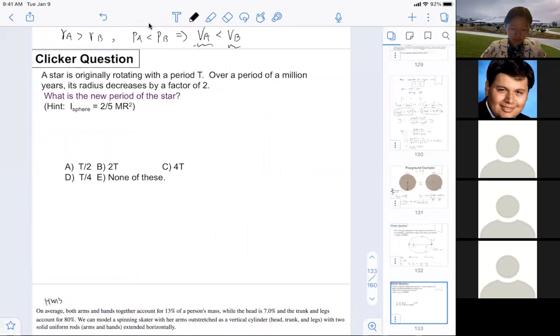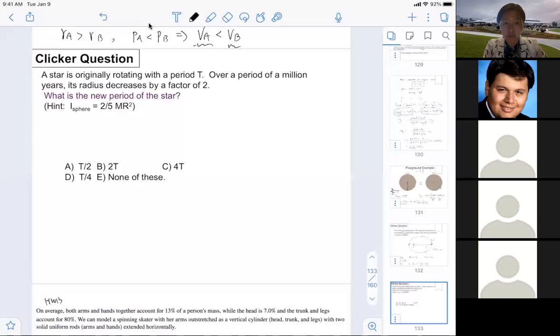Okay, all right, let's look at another question. Here we have a star, since we're on the topic of talking about planets, rotating with a period T. Over a period of 1,000,000 years, a long time, the radius decreased by a factor of 2. So the size of the star has decreased, becoming 1/2 of what it was. So what is the new period of the star?